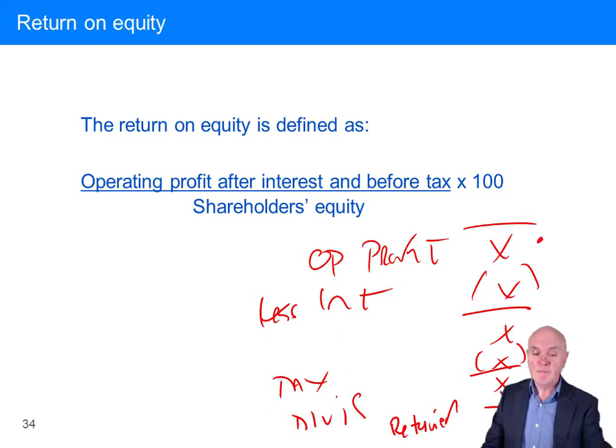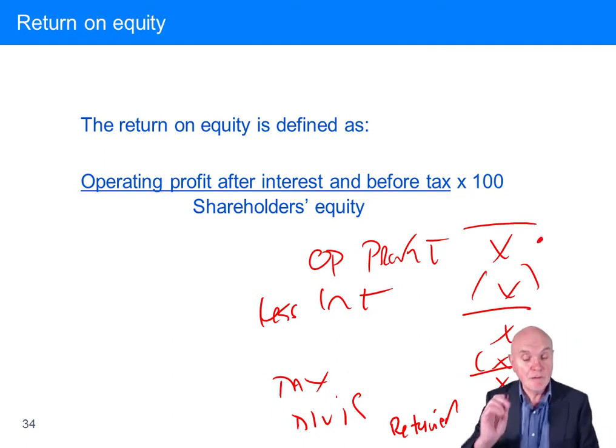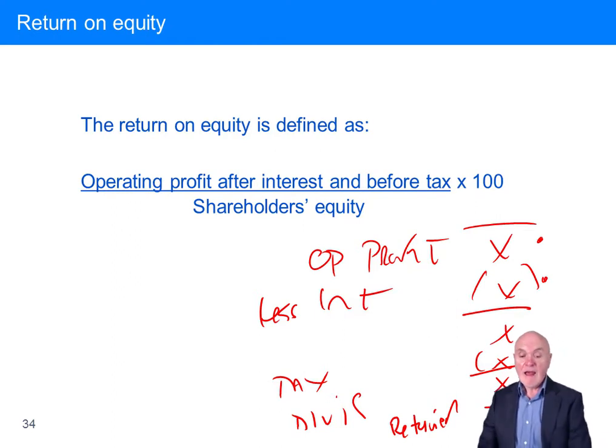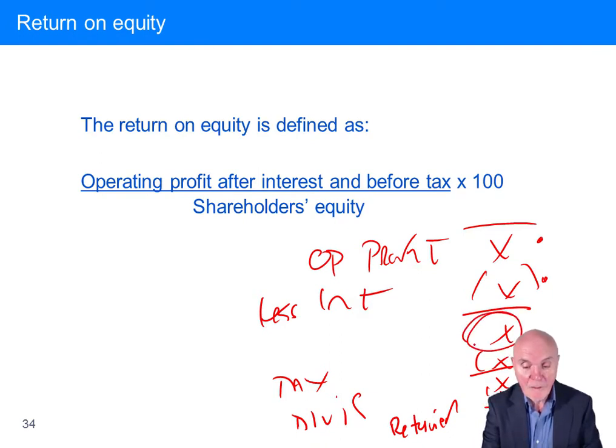So you make a certain amount of money. The first thing you have to do is to pay the interest. And then what you have to do is to pay the tax. And then if there's any left, you can pay dividends out of that. And you're left with your retained profits down there. So return on equity is saying how much is potentially available to the equity shareholders.